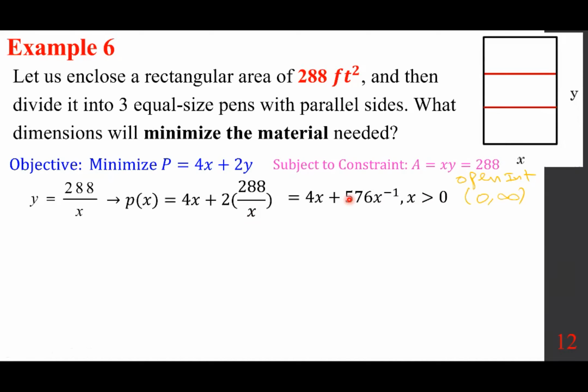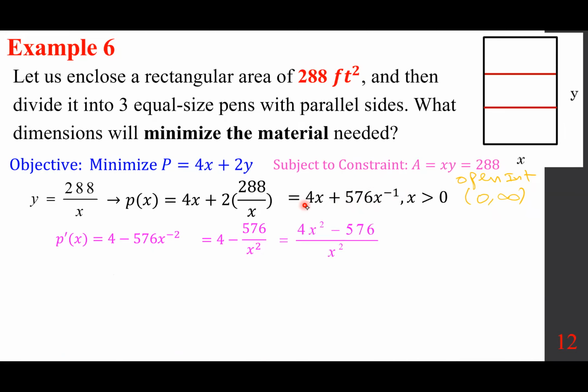So we're going to differentiate, and it's easier to differentiate with respect to this setup. P prime becomes 4 plus the product of these two, which is minus 576 and x to the power of -2. Remember, we are looking for CPs, critical points. So let's put this underneath. Let's take a common denominator of x squared. So this becomes 4x squared minus 576 over x squared.